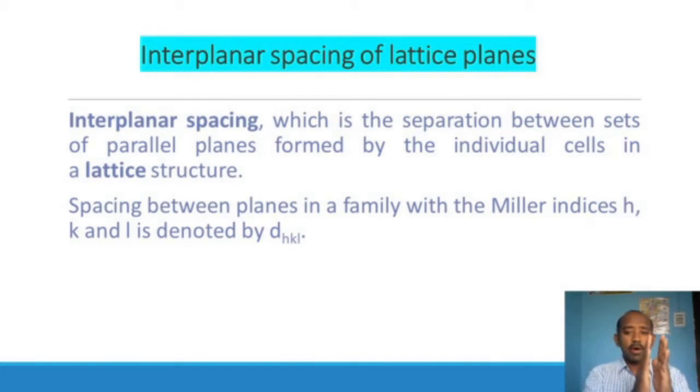So if it is horizontal, then all the planes are in the horizontal direction, and all the planes are parallel to each other. The interplanar spacing means the distance between two consecutive lattice planes. The interplanar spacing is the separation between the set of parallel planes formed by the individual cells in the lattice structure. The distance between two lattice planes is denoted by small d.